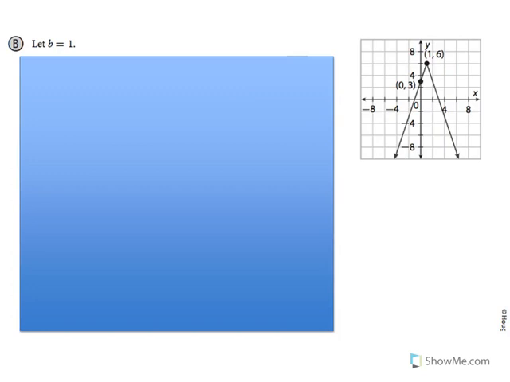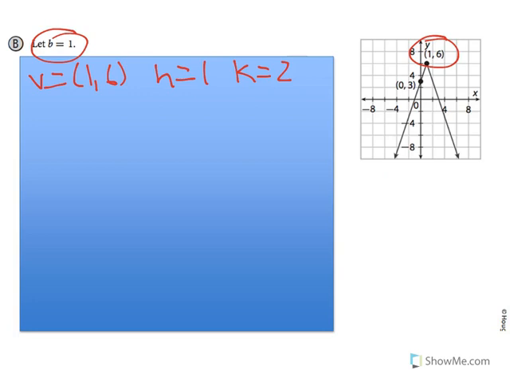Okay, number 8, similar to the previous one, we're given the graph and we have to write the function. Notice that we're given that now b is 1. So this gives us our vertex. So the vertex is (1, 6). So then h is equal to 1, k is equal to 6. Right, and we're going to choose the next point. So next point, but notice how the point is on the left.